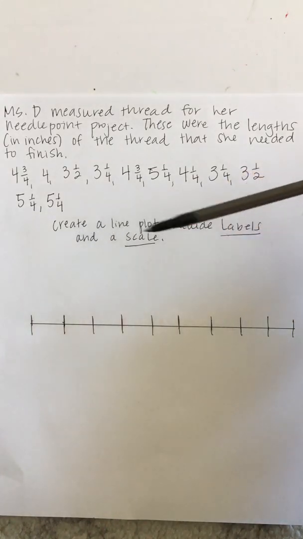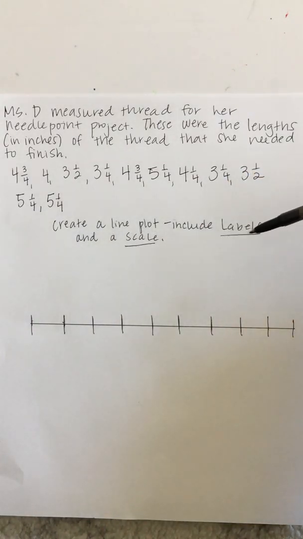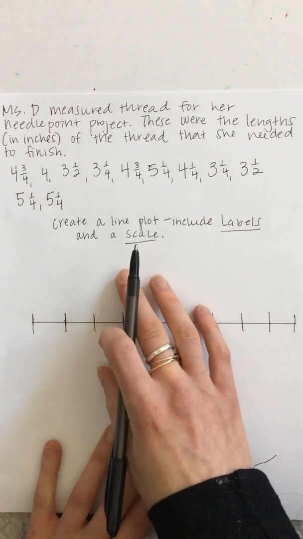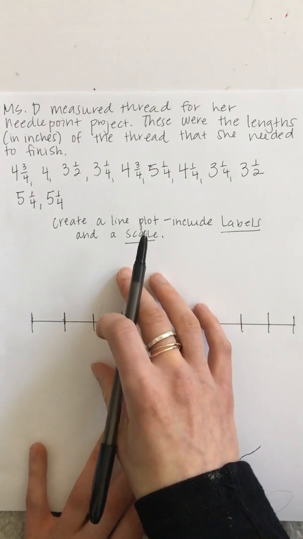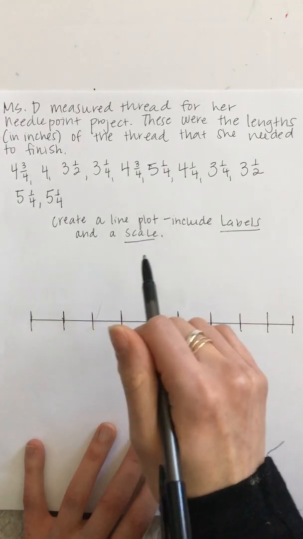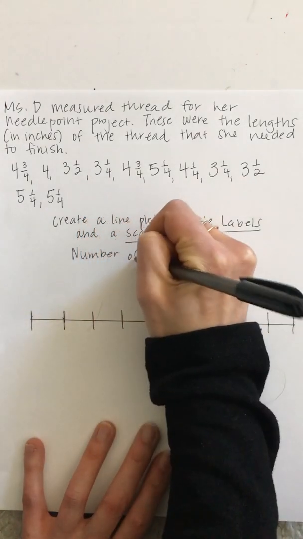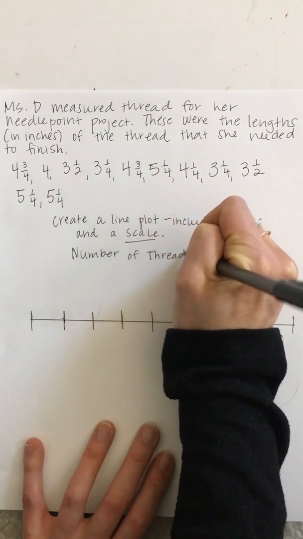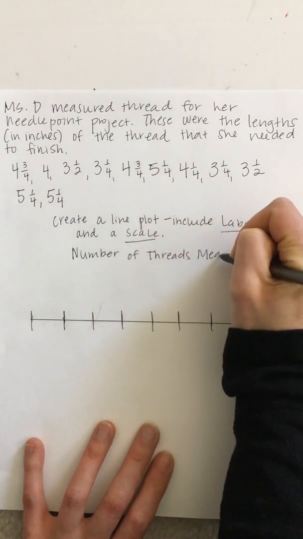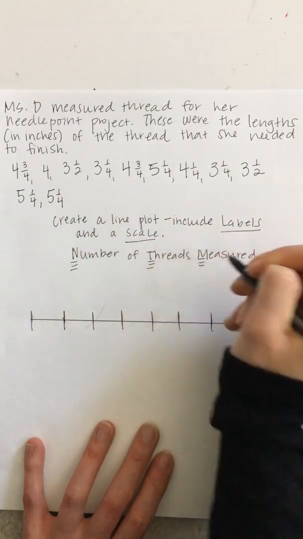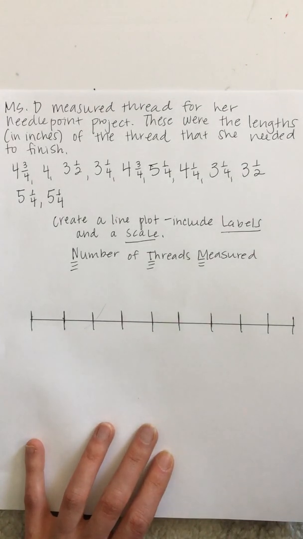So if I keep going, it says create a line plot, include labels and a scale. So whenever we have any type of graph, it doesn't matter what type of graph it is, I need to label it. So before I even get started with my data, I'm going to have a name for my line plot. I'm going to title it. So I'm going to title this Number of Threads Measured. And I'm even capitalizing Number, Threads, and Measured. Why? Because we know that it's a title and we always capitalize titles.